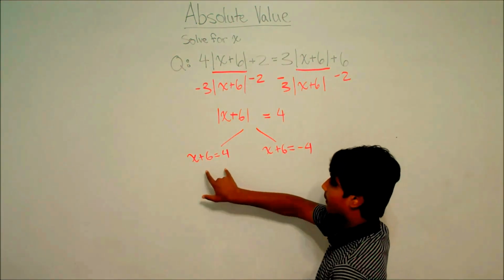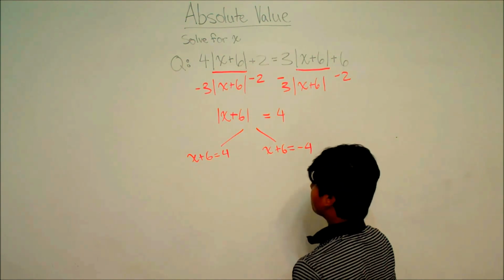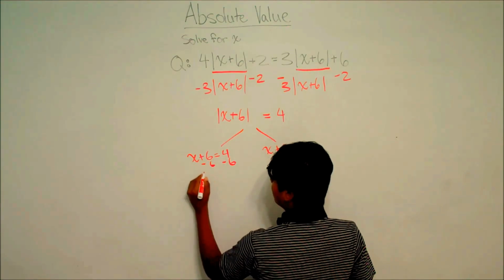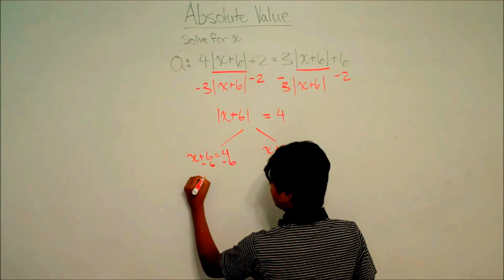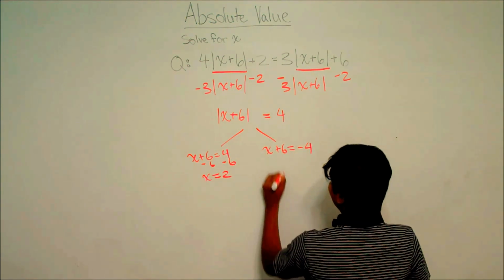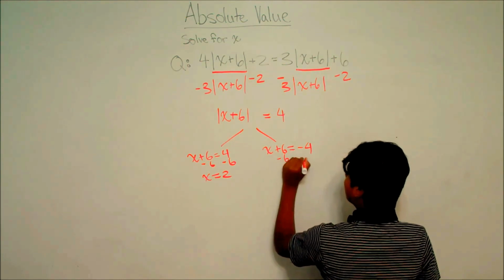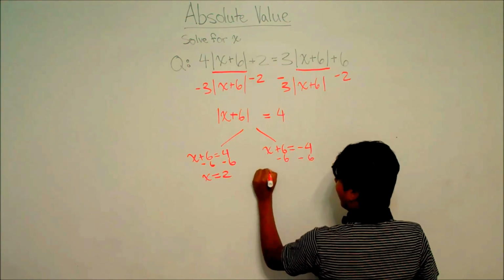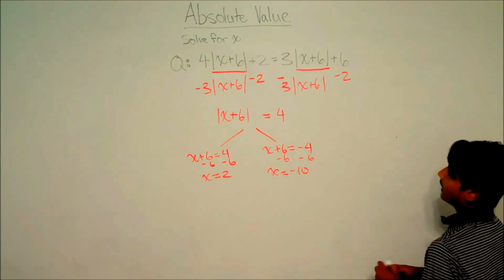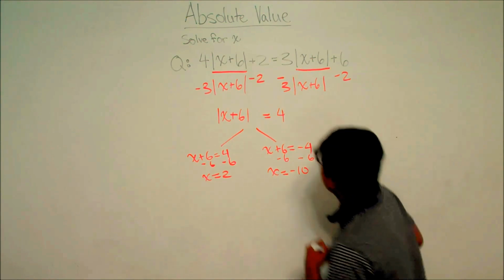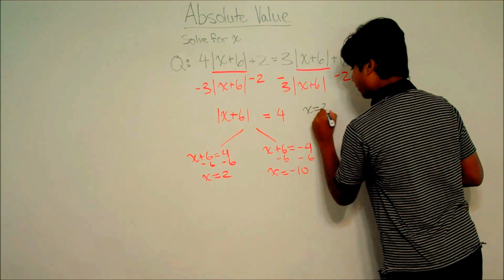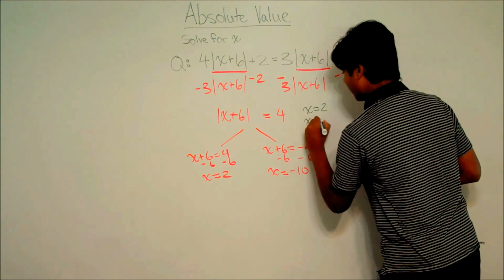Now we can solve for the variable, which is x. What we do is we subtract 6 on this side, and x would be equal to negative 2. And if we subtract 6 on both sides of the other equation, x would be equal to negative 10. So we have two values for these equations. So the answer to this problem is x equals negative 2 and x equals negative 10.